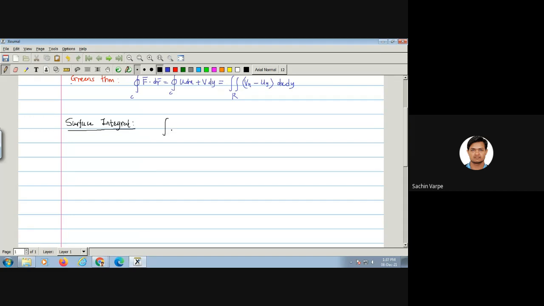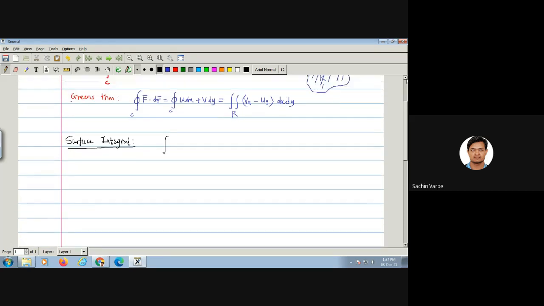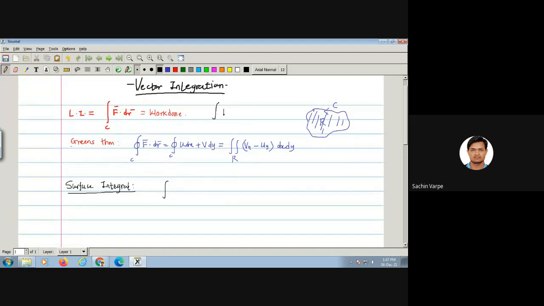integration of the normal component of f bar. Just like the line integral, which we defined as a one-dimensional integral of the tangential component of f bar, F bar dot t cap ds, if you remember, where C is a smooth curve. In a similar manner, we define a surface integral as the normal component of this f bar over the surface, because we are considering the surface and its normal, because ds is an area element. So this is nothing but the surface integral, integration of f bar dot n cap ds.